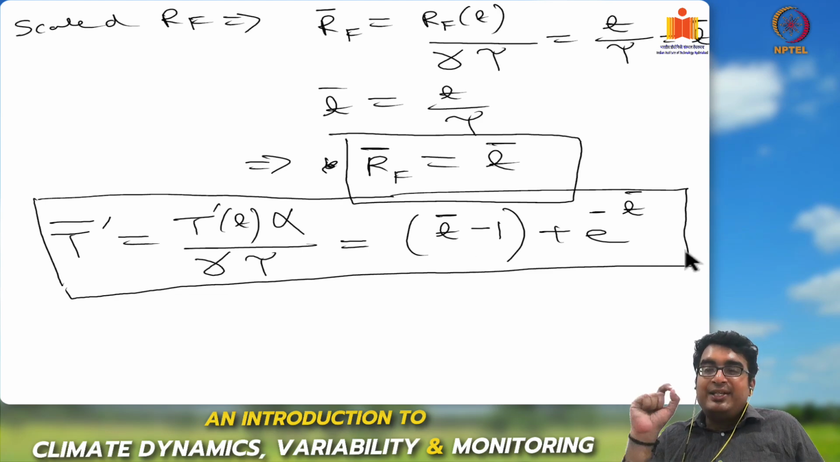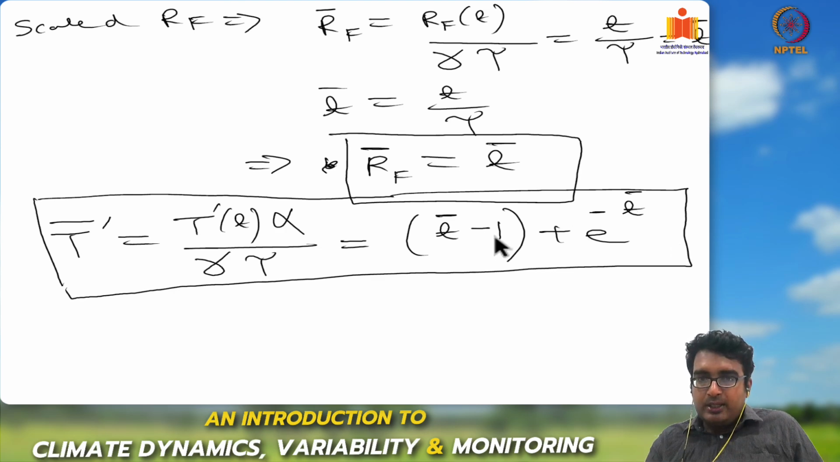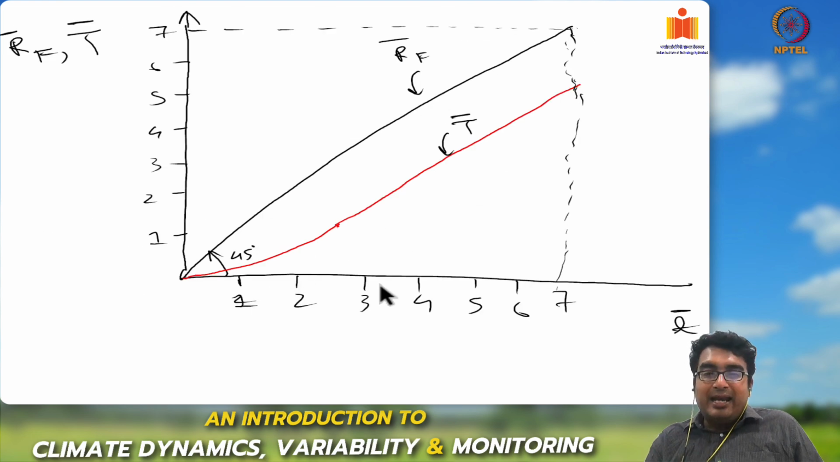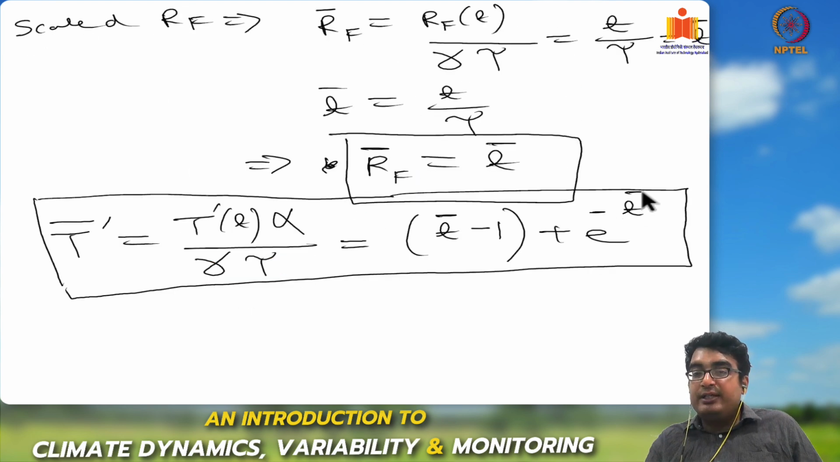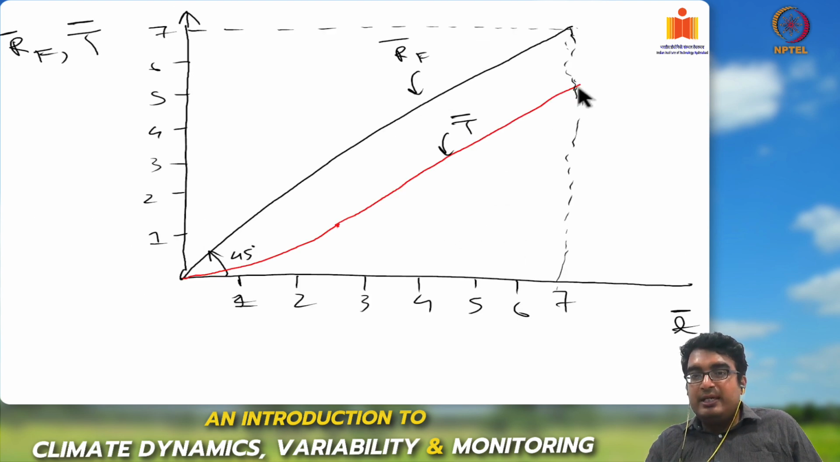At very small values of T bar, this is almost equal to 0, so minus 1 plus 1, and this becomes equal to T bar. And at very large values, with T bar tending to infinity, this term becomes 0 and this just becomes T bar minus 1. So as we go along, if this is 6, this is 5, if this is 7, this is 6. That way this is tending to T bar minus 1.